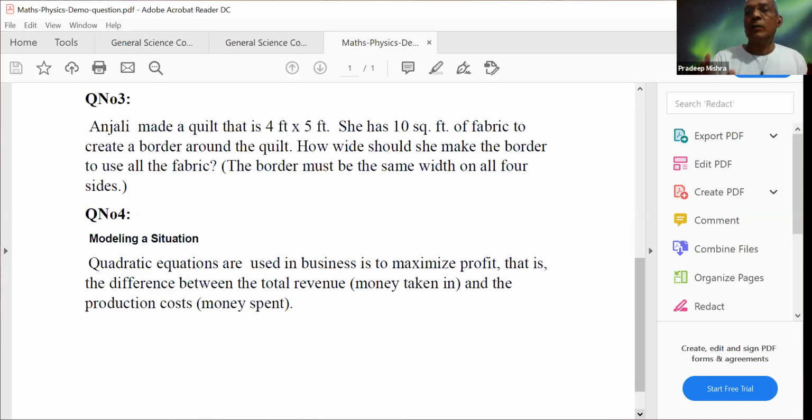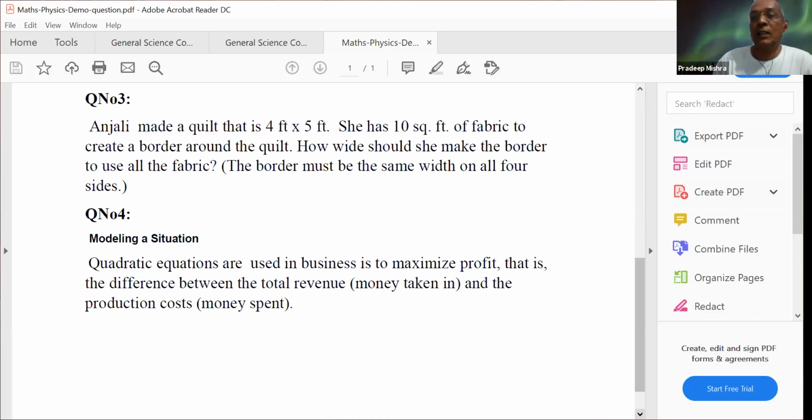How wide should she make the border to use all the fabric? Tell me, this question is of what type? You have done it in 10th standard. Is it AP? Is it a trigonometric question? Is it a quadratic question? A polynomial question? It is a length and breadth question, but by which method can you solve this? Quadratic.